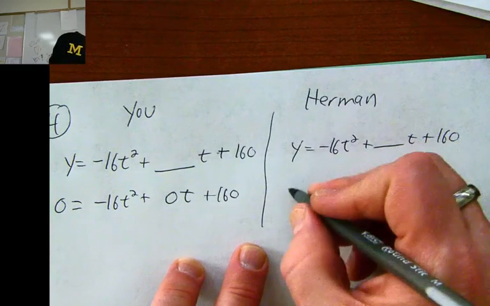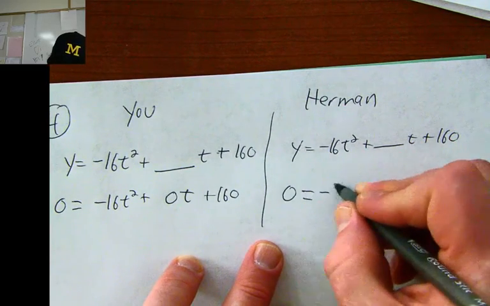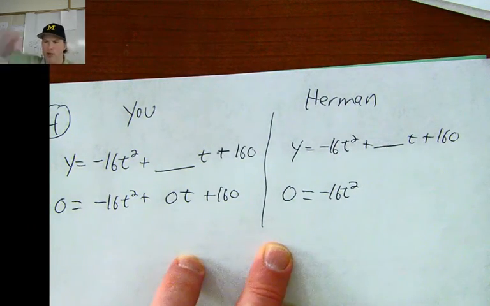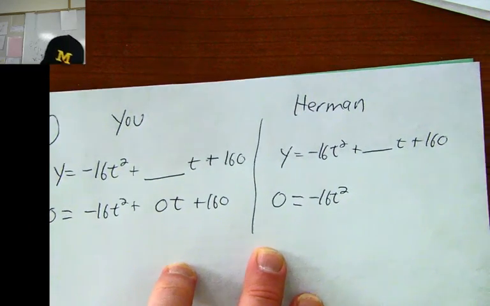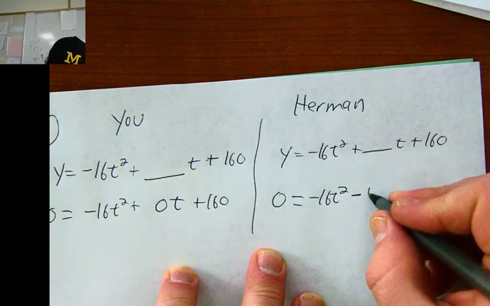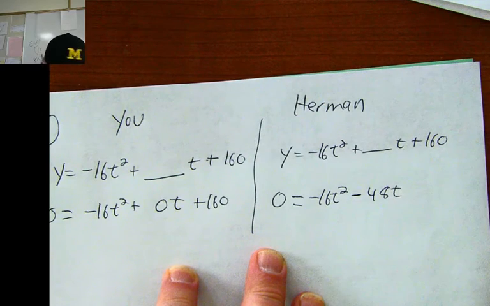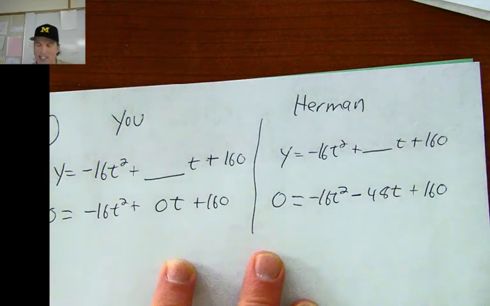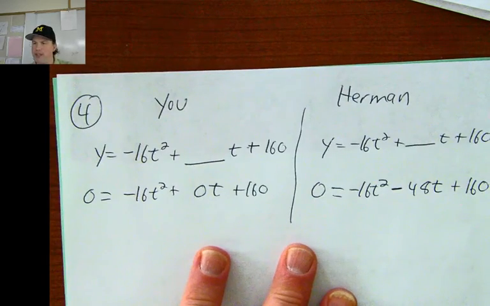For Herman, the ground is still at 0 feet, but I have negative 16t squared. Now, Herman, violent fella, threw the book to the ground as hard as he could, which would mean that instead of being plus the initial velocity, it would be minus initial velocity, negative 48t, plus that height of 160 feet. And then you solve both of these.